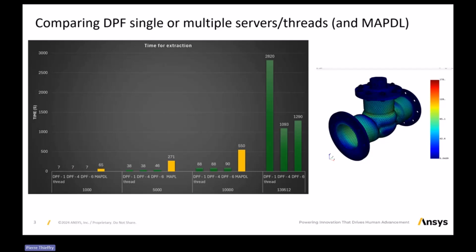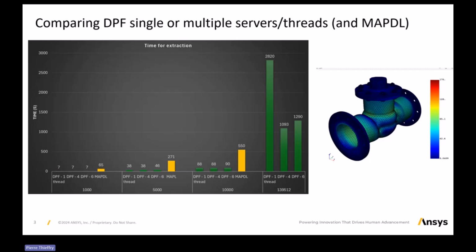And what you see is the time to extract that information. So if I am in MAPDL, which is the yellow bars, you see that it's ramping up. So the more nodes I take, the longer it takes because it's all sequential. And unfortunately, for some reason, I was not able to get it on the full model, but the number would be much higher anyway.